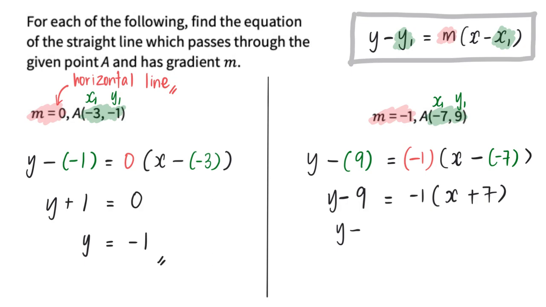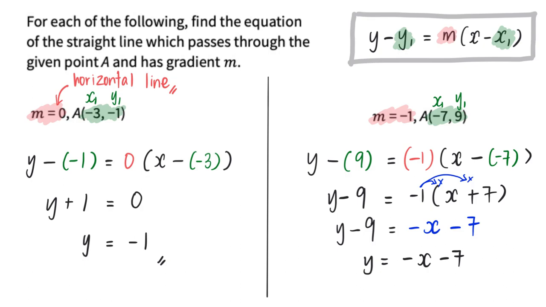And after which, continue to expand. Negative 1 times x is negative 1x. Negative 1 times 7 is negative 7. And finally, but slowly, I'm finishing my answer.